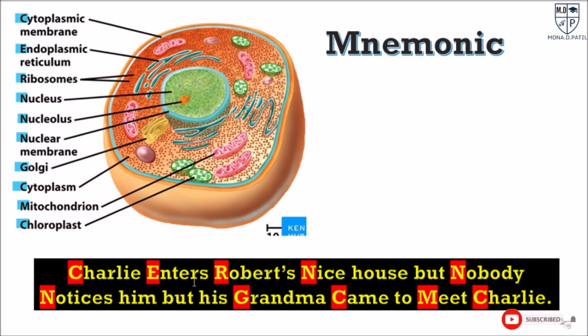C for Charlie, E for enters, R for Robert's, N for nice, next N for nobody, N for noticed, and here G means Golgi, grandma, then C, cytoplasm, came, M for mitochondrion, meet, and C for chloroplast, Charlie. Now you make the sentence like: Charlie entered Robert's nice house, but nobody noticed him. But his grandma came to meet Charlie. So this sentence will never be forgotten by you and it helps you to understand the whole answer.